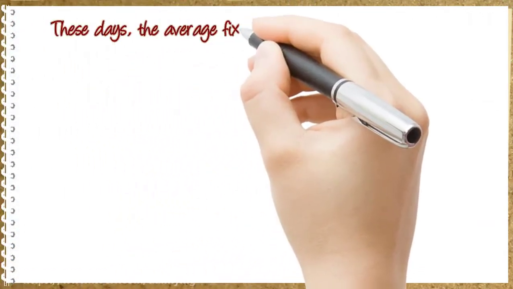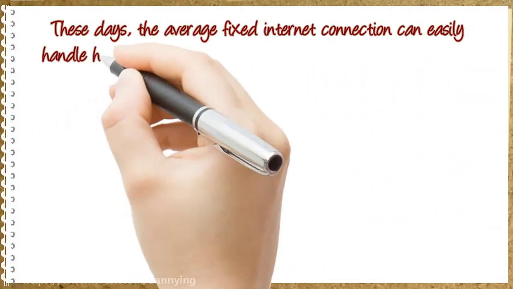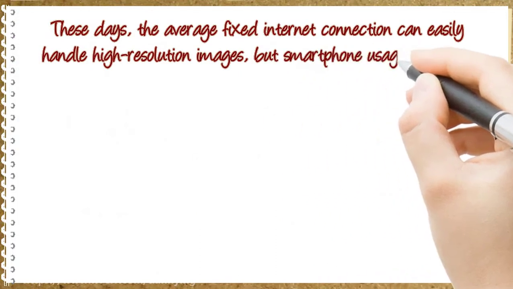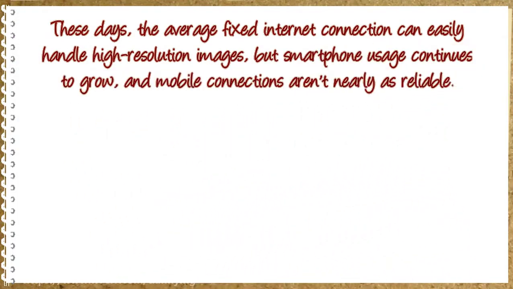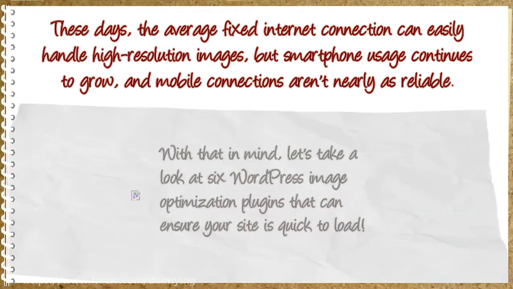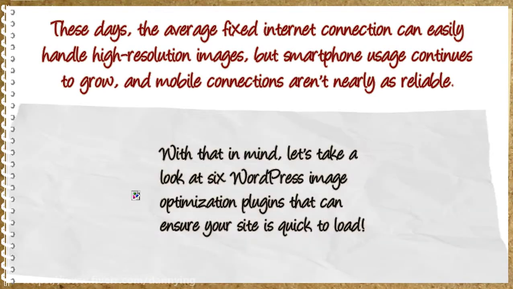These days, the average fixed internet connection can easily handle high-resolution images, but smartphone usage continues to grow, and mobile connections are nearly as reliable. With that in mind, let's take a look at 6 WordPress image optimization plugins that can ensure your site is quick to load.